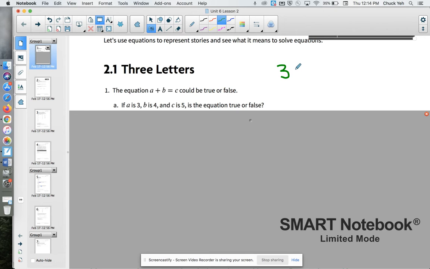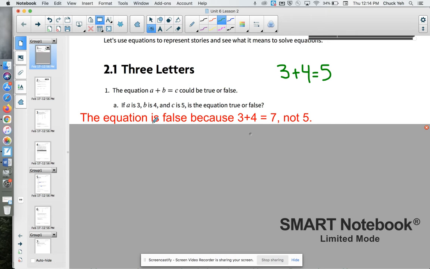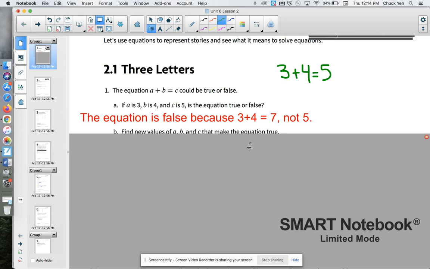Is 3 plus 4 equal to 5? Is it true or false? Of course it's false. The equation is false because 3 plus 4 equals 7, not 5.